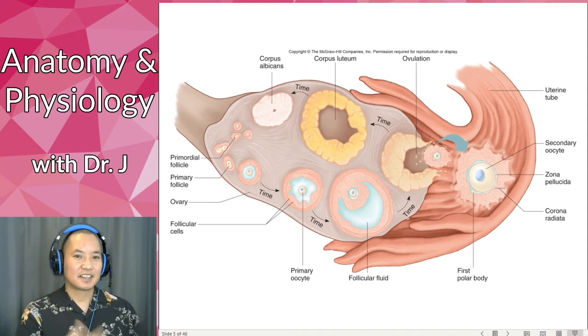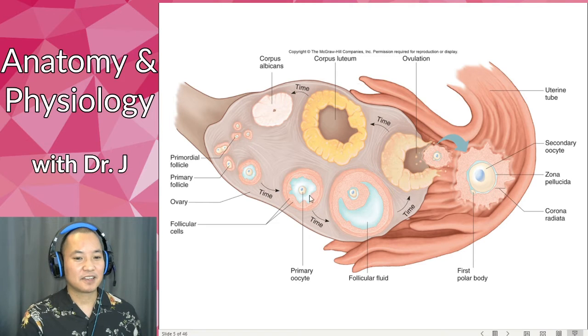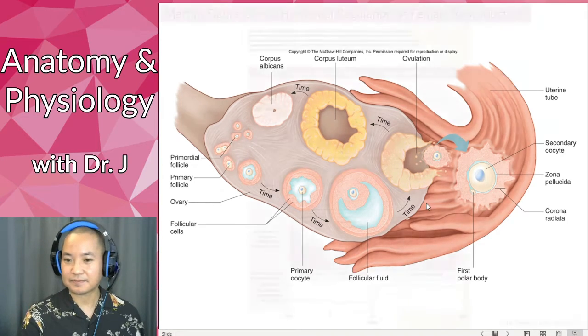But again, can you regenerate an egg in that? No, remember that mitosis occurred before birth, and this is already past birth. So once a follicle is spent and you release this oocyte, there's no regeneration. So yet another reason why a woman is born with all the eggs she'll ever have.